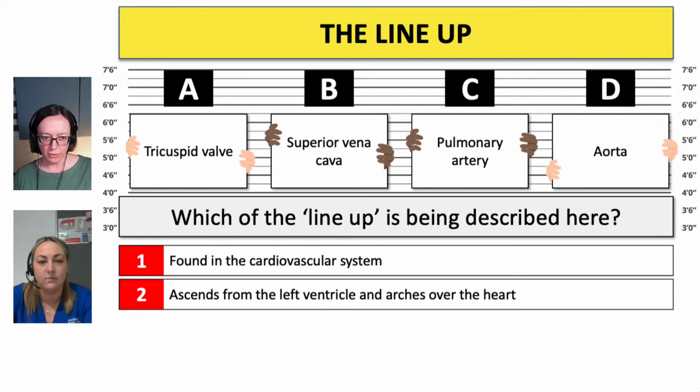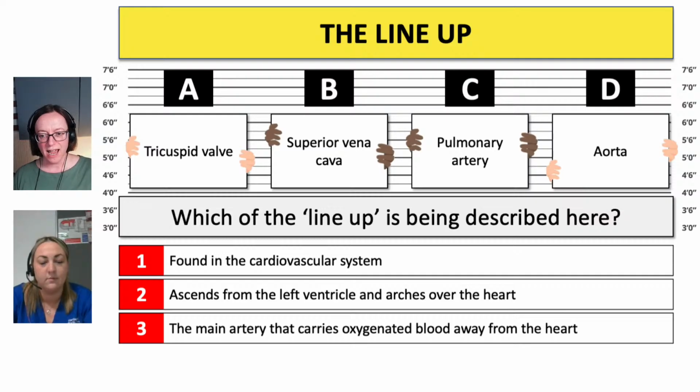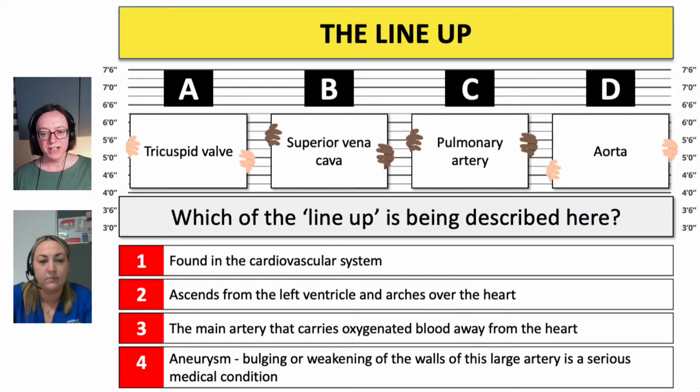That might give you a big clue. The main artery that carries oxygenated blood away from the heart. So this is your red blood, your oxygenated blood that is being pumped into your systemic system. And it goes through an artery called the what? And the final clue, if you have an aneurysm, that means a bulging or a weakening of the walls of this large artery. It's a serious medical condition, so it can cause death. It can be quite catastrophic.